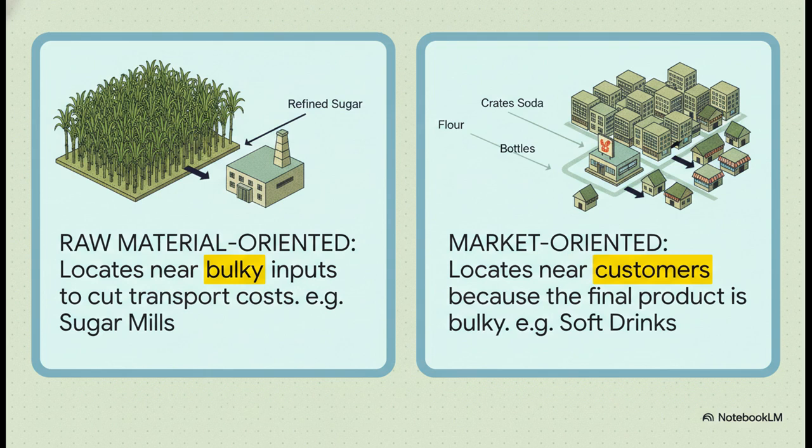Then, on the flip side, you have market-oriented industries, like a bakery or a soda bottling plant. They need to be close to their customers because the final product is heavier or bulkier or just goes bad faster than the ingredients did.